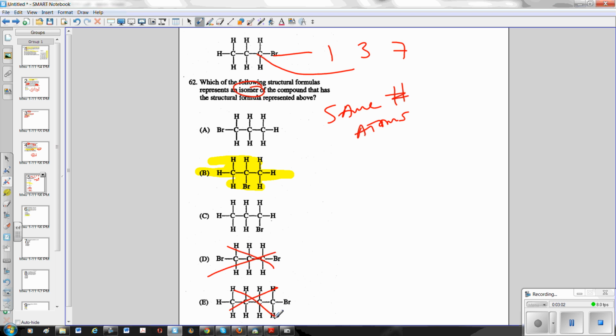Remember, bromine is attached to the end carbon. So if you're going to rearrange it differently, which an isomer represents, it can't be connected to the end carbon. Therefore, that one would just be that molecule flipped over dimensionally, so that's not an isomer. This one, the bromine, is still attached to the end carbon. The reason why this is correct is because the bromine attaches to a different carbon atom in the chain.